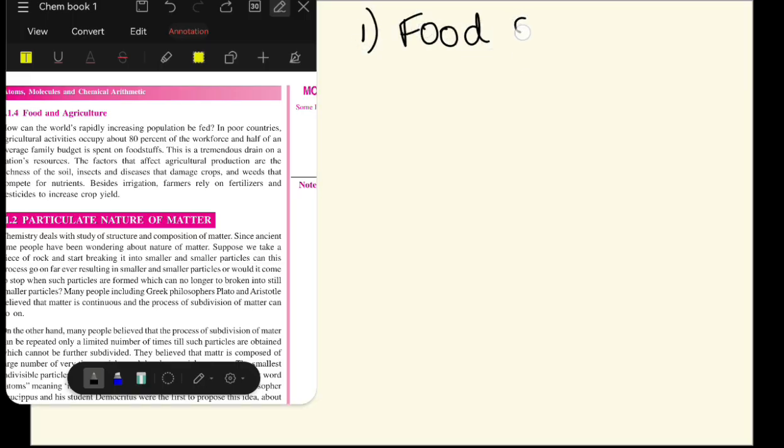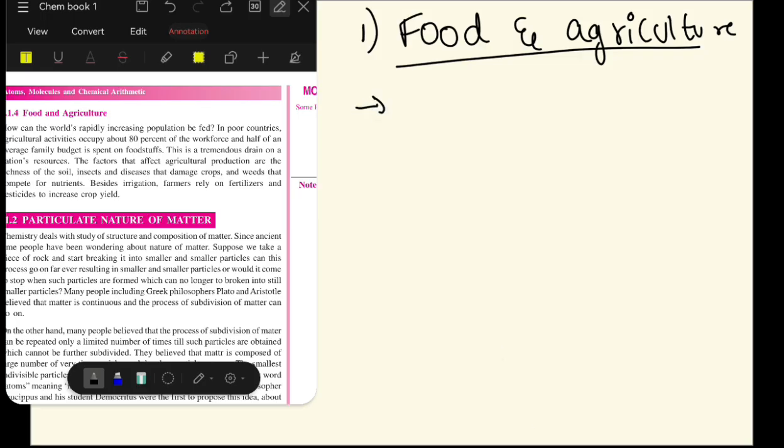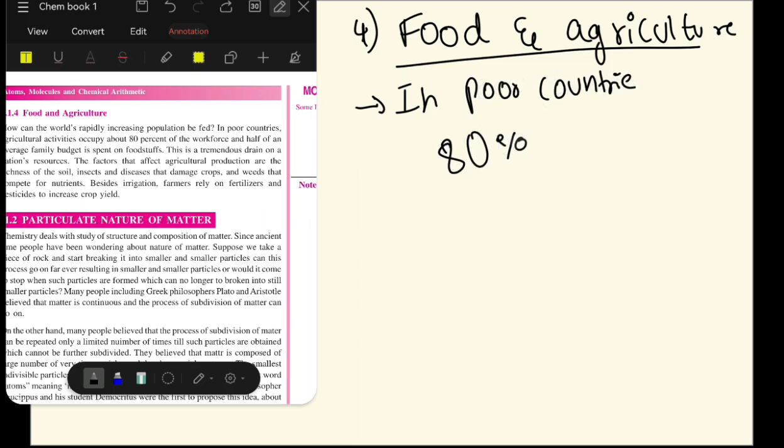The last topic is food and agriculture. Now let us understand this fourth topic. In poor countries right now in the world, around 80% of the population rely on agriculture. Agriculture means farming activity, plowing, etc.